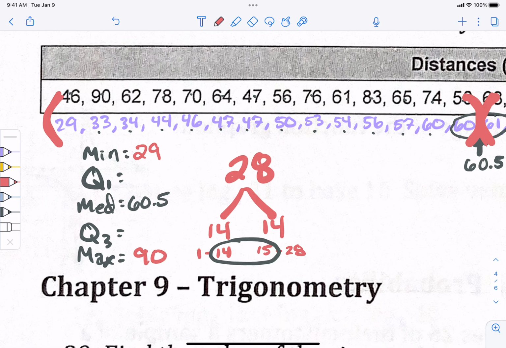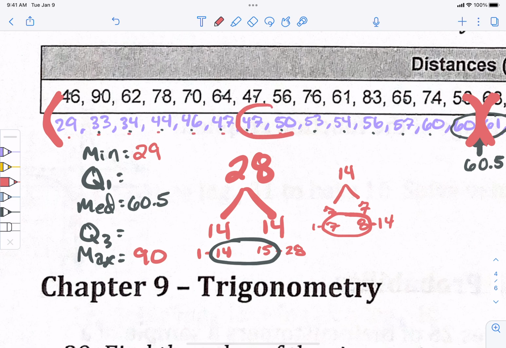to find my Q1. Are you going to have an exact middle number if you have 14 numbers? 14 numbers. I have 7 here and 7 here, which means I have 1 through 7 and 8 through 14. So my 7th and 8th number are going to be my median, right? Or my Q1. 1, 2, 3, 4, 5, 6, 7, 8 is 47 and 50. What's halfway between 47 and 50? You can add them together and divide by 2. 48 and a half, is that what you said? Yep. 48.5. Beautiful. Okay?